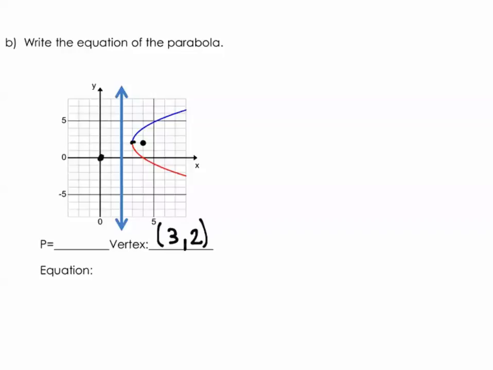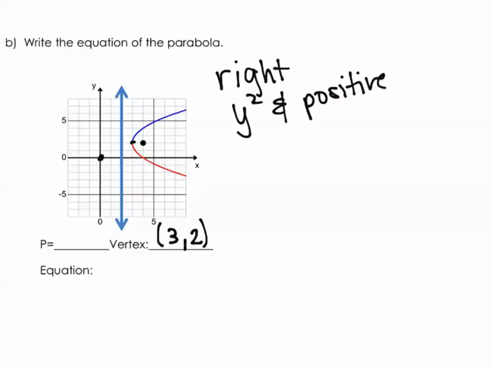We did that well. Now we want to recognize that this is opening to the right. So parabolas that are opening to the right, first of all, we want to remember that they're y squared. And since it's opening to the right, it's going to be positive. So those are two things that we want to keep in mind. Before we finish off writing our equation, we have to find that p-value. That p-value is going to come from the distance between your vertex and your focus, or your vertex and your directrix, which is just going to equal 1. So we can go ahead and fill in that p equals 1.